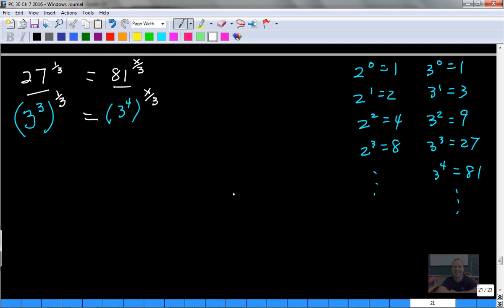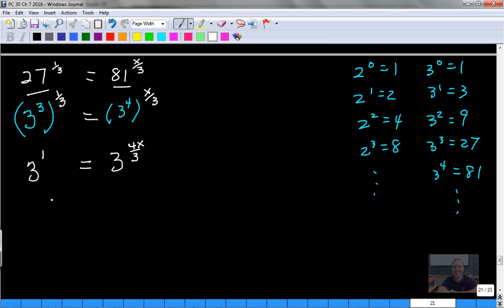So that's your first step. When you can, this won't always happen, right? There are other methods that we're going to use, but when you can write them as similar bases, this is a nice, straightforward, easy way to go, and you're going to have to know how to do this. So we simplify this now. That becomes 3 to the power of 3 times 1/3, which is just 3 to the power of 1. This becomes 3 to the power of 4 times x over 3, right? Or 4 over 3, 4x over 3. Okay.